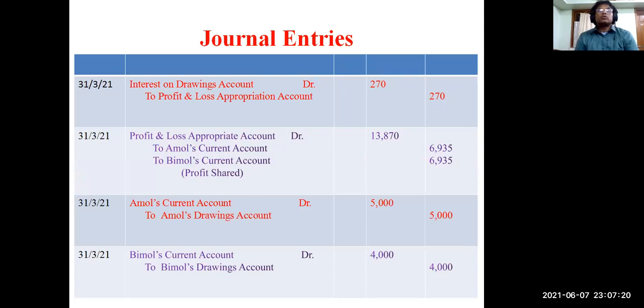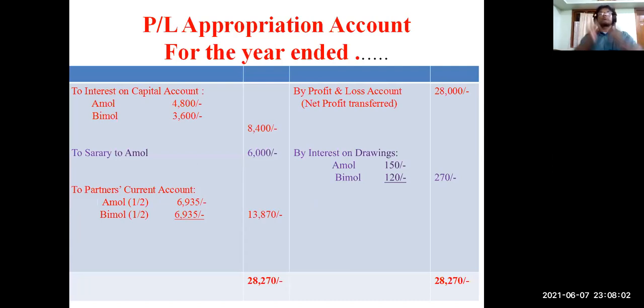So OMOL's current account debit to OMOL's drawings account 5,000, and BIMOL's current account debit to BIMOL's drawings account 4,000. Remember, again I'm repeating the same thing: if partners' capitals are fluctuating, then it would be OMOL's capital account debit to OMOL's drawings account and BIMOL's capital account debit to BIMOL's drawings account. But in this question capitals are fixed, so you have to do all this adjustment in the current account. So our entries are over. As per the question, we have to give the entry. Entries are over.